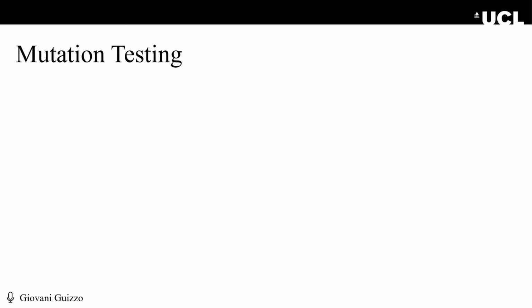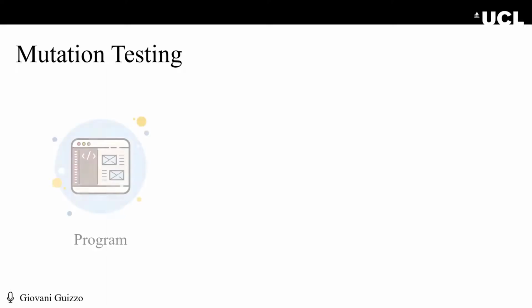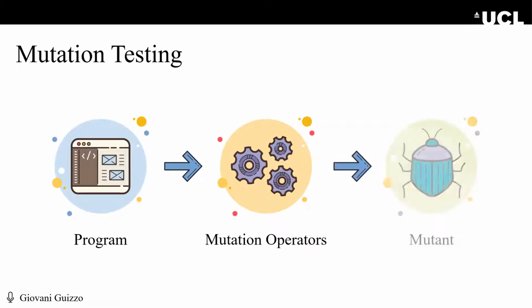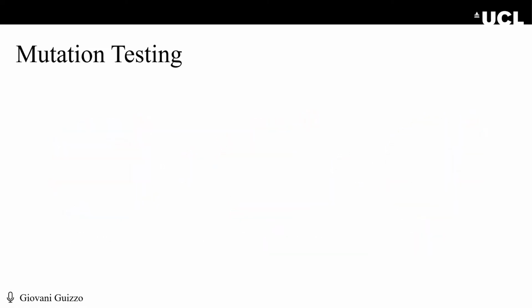So if you're watching this presentation, then you might already know about mutation testing, but I'll start with a quick overview of the topic, just to recap. Basically, you have your original program, you apply mutation operators that synthetically change the code, and then you generate a mutant, which is a buggy version of your software. The objective is to create test suites that can kill those mutants.